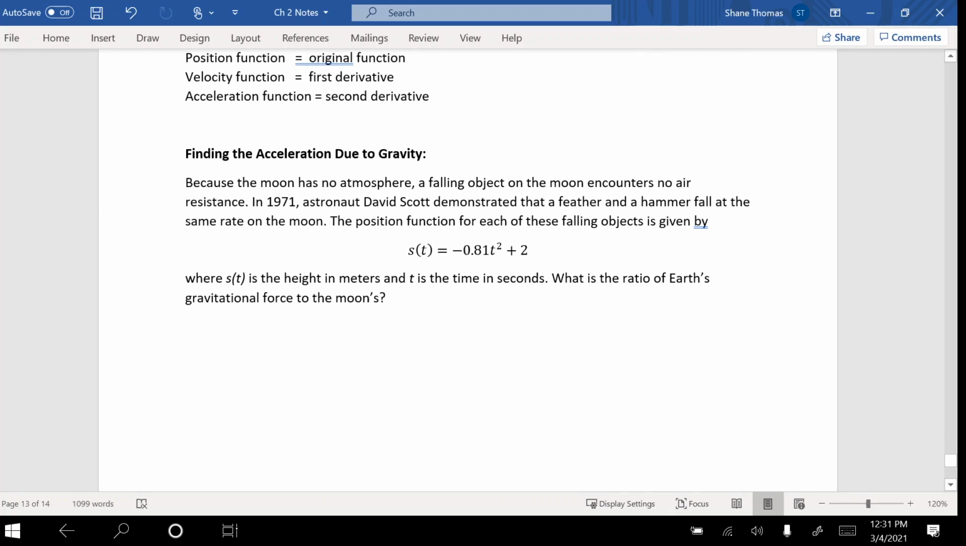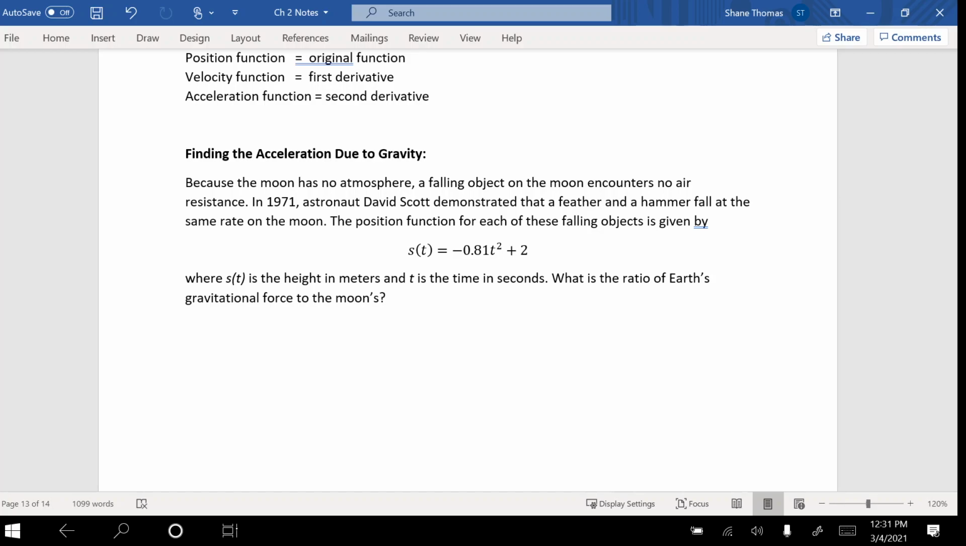Because the moon has no atmosphere, a falling object on the moon encounters no air resistance. In 1971, astronaut David Scott demonstrated that a feather and a hammer fall at the same rate on the moon. The position function for each of these falling objects is given by s of t equals negative 0.81 t squared plus 2. S of t is the height in meters, and t is the time in seconds. What's the ratio of Earth's gravitational force to the moon's?